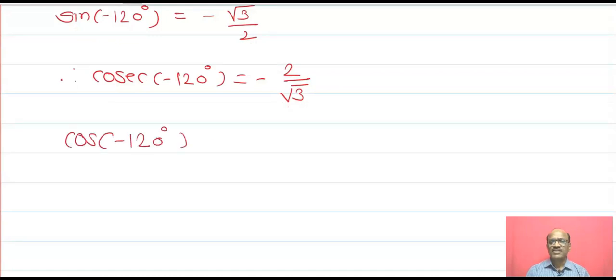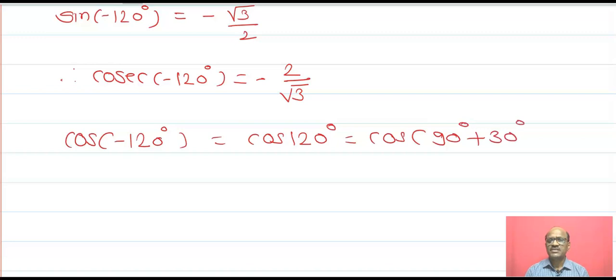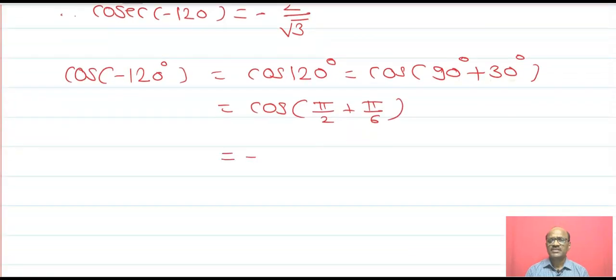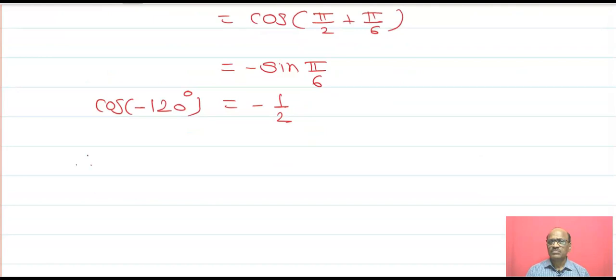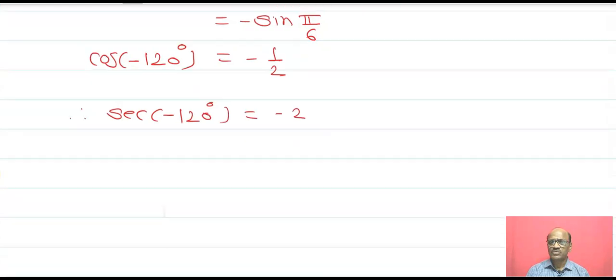cos of minus 120 is equal to cos, absorb the negative sign. Therefore it is cos of 120, and cos of 90 plus 30 degree, that is pi by 2 plus 30 degree, that is pi by 6, and it is in the second quadrant. Therefore it is minus sine of pi by 6. And what is sine pi by 6? That is 1 upon 2. Therefore sec of minus 120 is equal to minus 2.